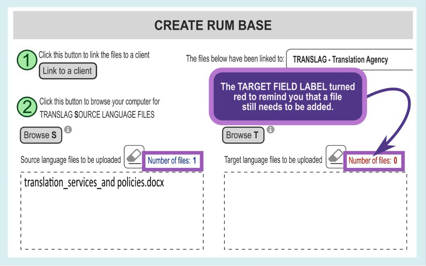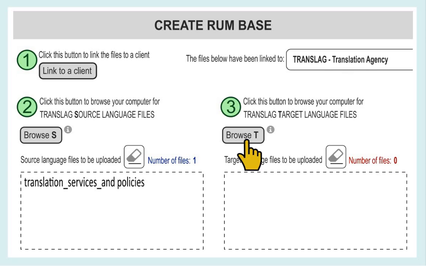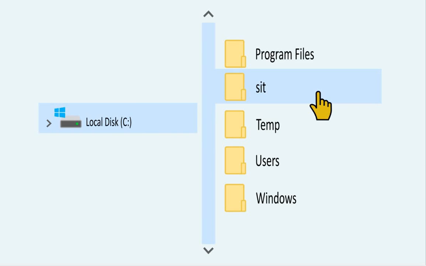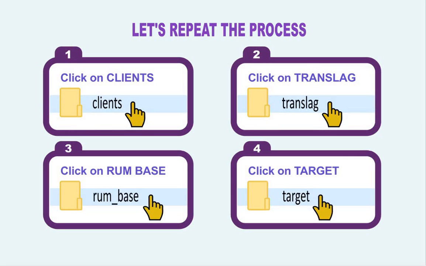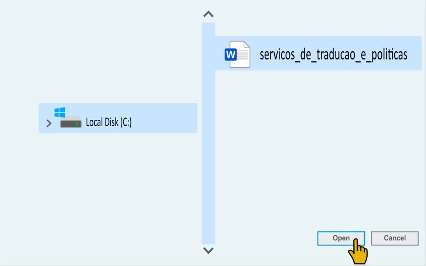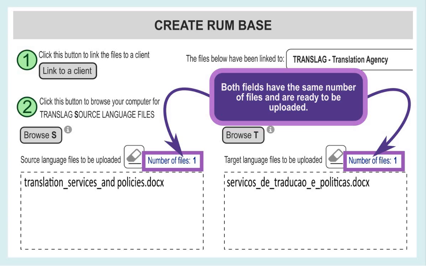While you're doing this, you'll see that the target label has turned red. This means you haven't added the file to this field. To do that, I'll click on Browse T. The T stands for target. Click on C, then on Sit. Now, I'll repeat the process. First, I'll click on Clients, then on Translag, and now I'll click on Runbase, and finally on Target. And here's the file. I'll choose the file, and then click on Open, and here it is, pasted in the target field.